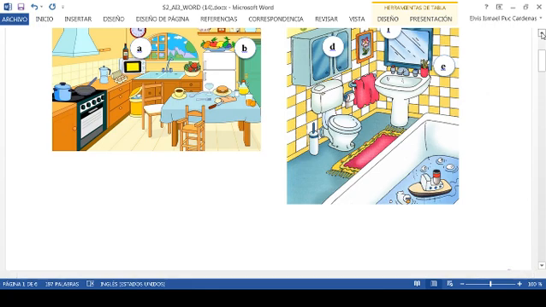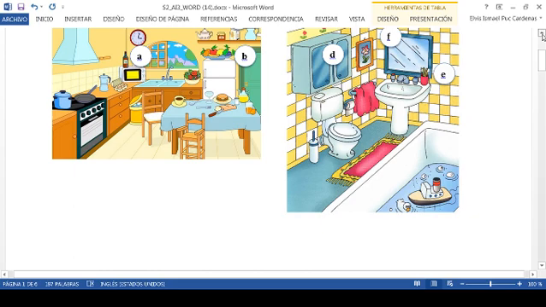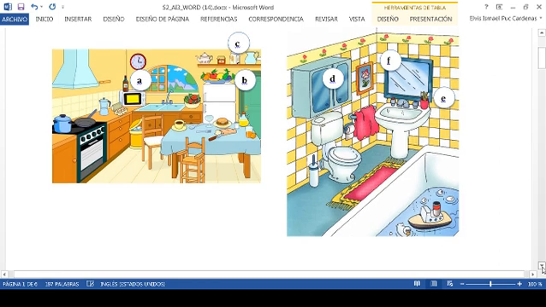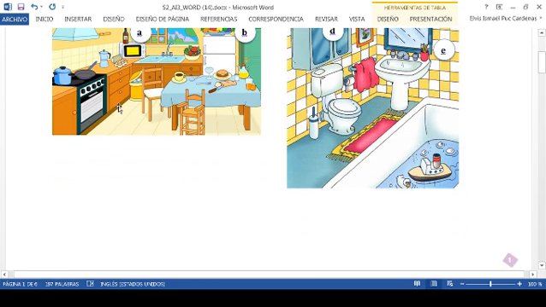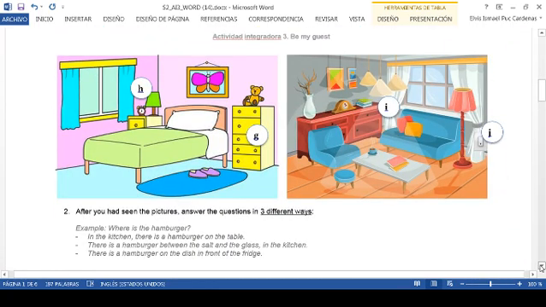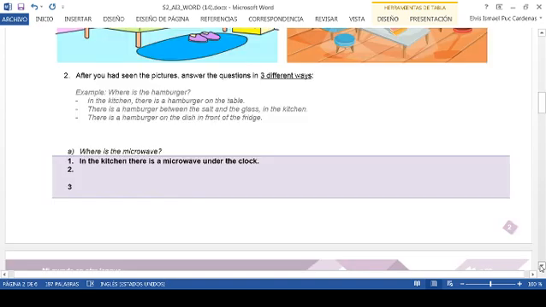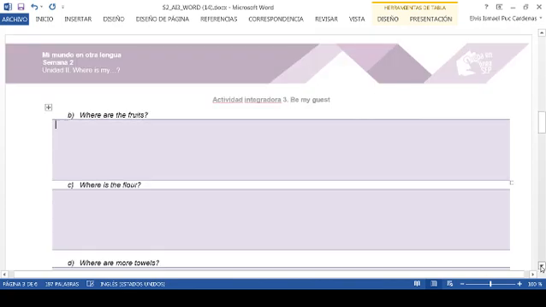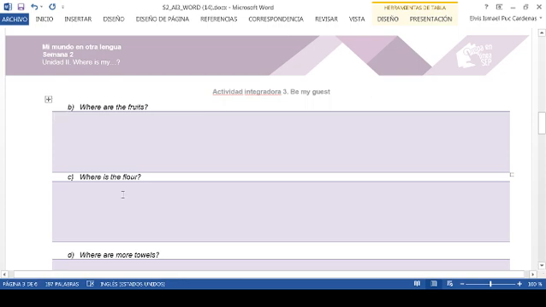When you can see the fruit, you write it. On the fridge, according to the picture. Todo va a ser de acuerdo con la figura y hay que utilizar las preposiciones del lugar y se va a dar 3 respuestas, no solo una. Recuerden eso. Remember that 3 answers. Where is the flour?